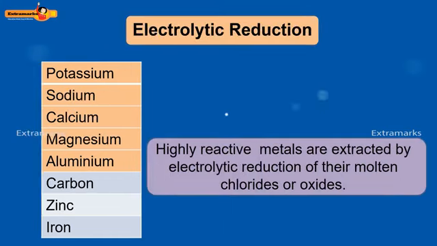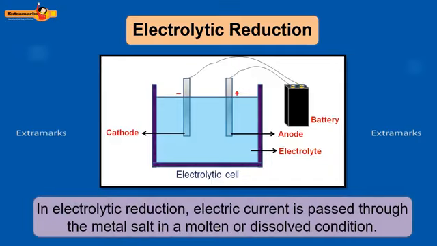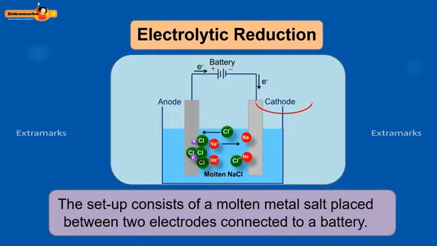These metals are extracted by electrolytic reduction of their molten chlorides or oxides. Here, the metal salts are heated to form liquids. Let us understand the electrolytic reduction process in detail. In electrolytic reduction, electric current is passed through the metal salt in a molten or dissolved condition. The setup consists of an aqueous solution of molten metal salt placed between two electrodes connected to a battery. The electrode connected to the negative terminal of the battery acts as a cathode, while the electrode connected to the positive terminal acts as an anode. The molten salt contains positively charged metal ions.